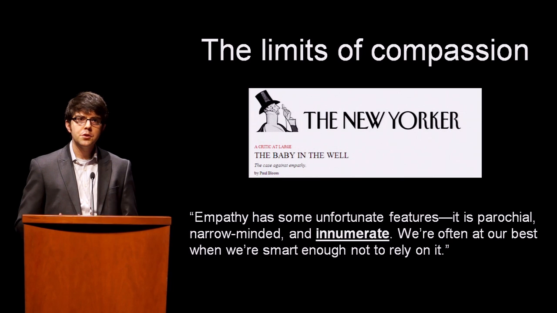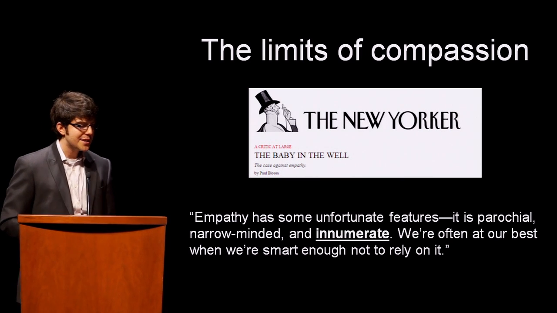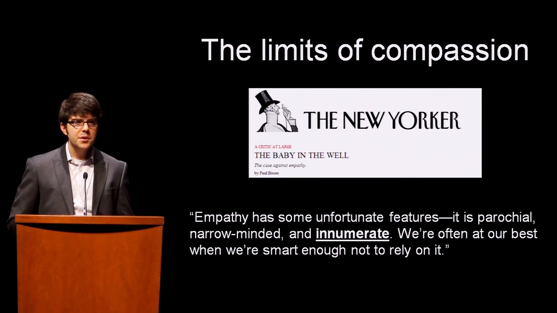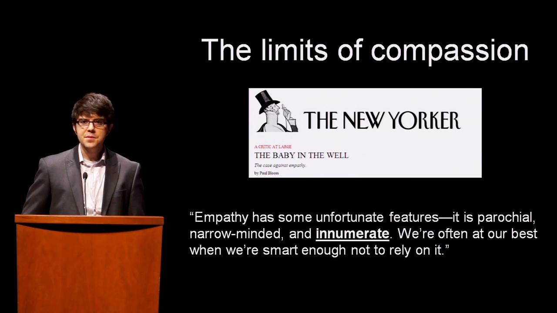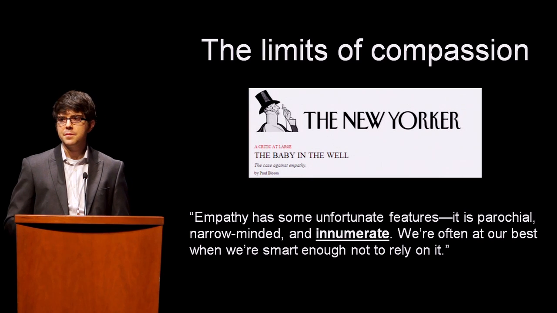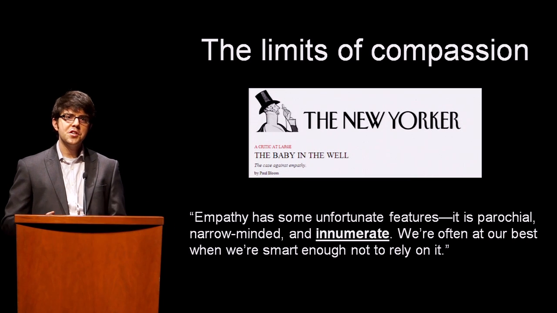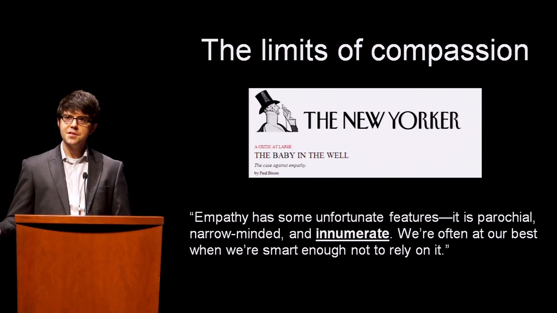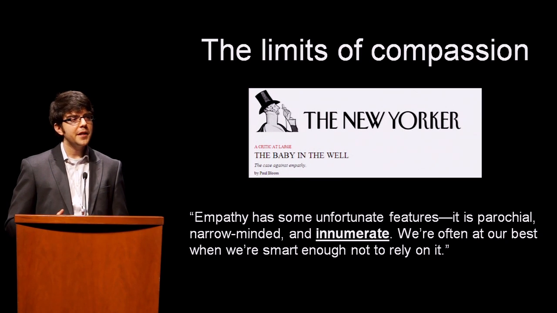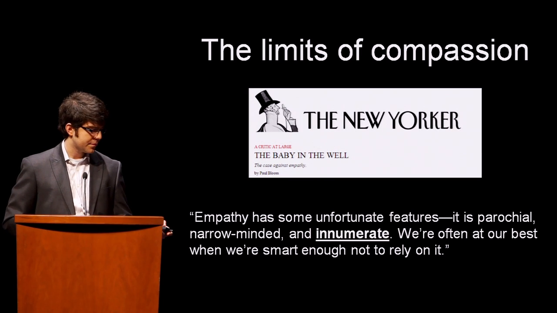More recently, Paul Bloom in The New Yorker wrote that empathy has some unfortunate features. It is parochial, narrow-minded, and innumerate, i.e. insensitive to large numbers. We're often at our best when we're smart enough not to rely upon it. So based upon the empirical premise that empathy and compassion are unresponsive to large-scale disasters, they're making the normative claim that compassion and empathy are difficult to trust.